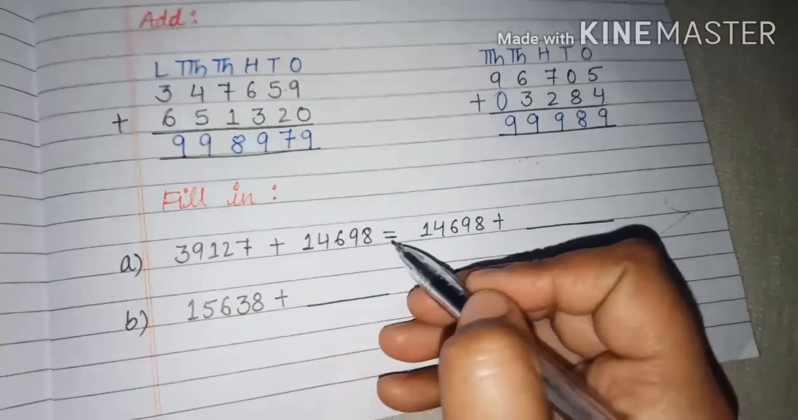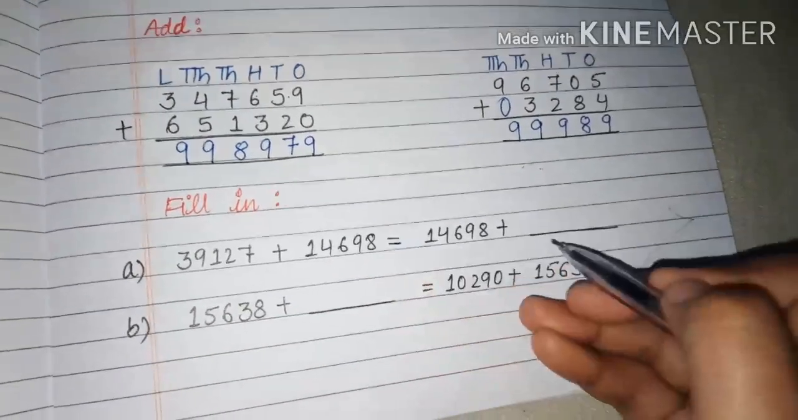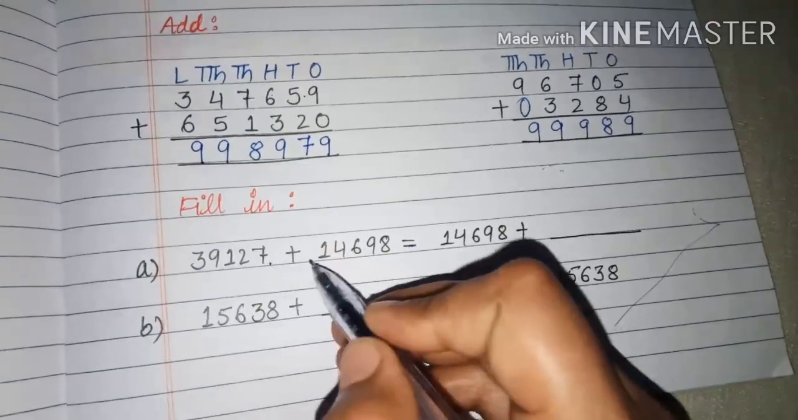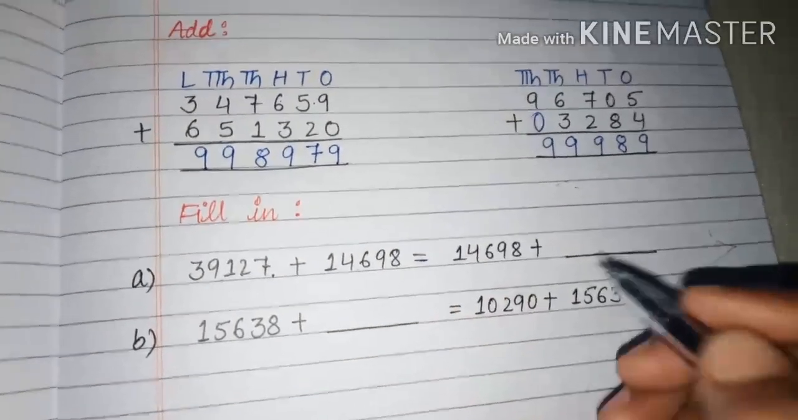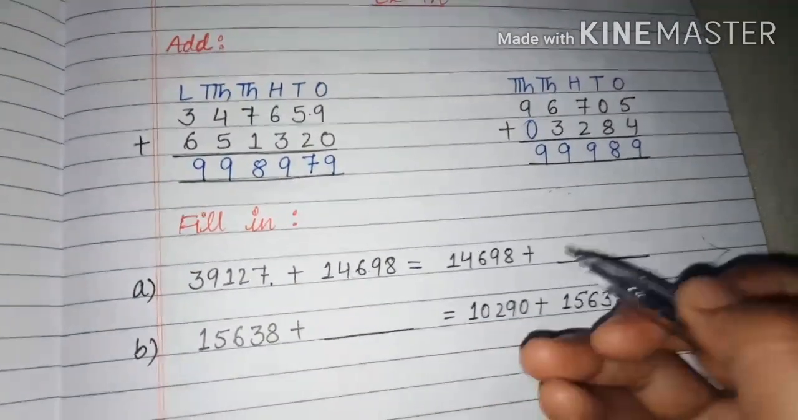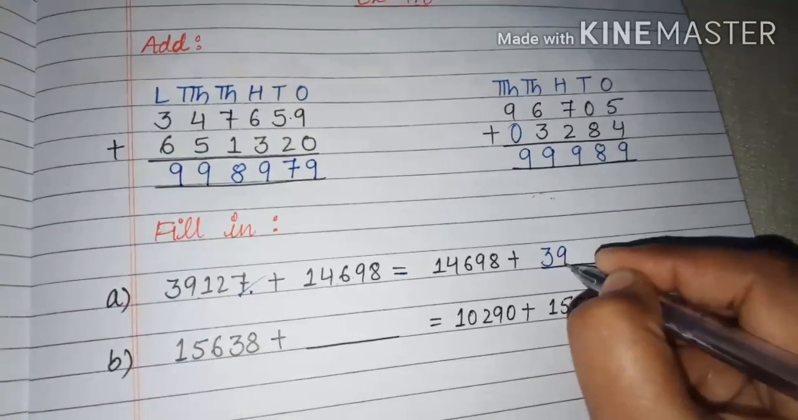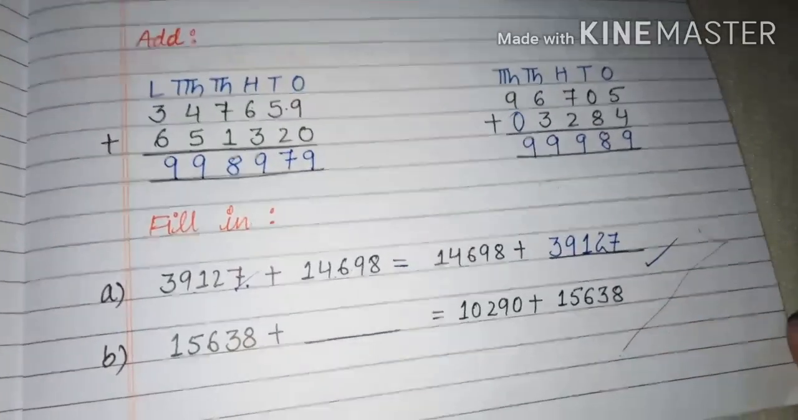आपको all the numbers को equal रखना है, left hand side equals to k और right hand side equals to k. You are having 39,127 plus 14,698. Now on the other end you have only this number. So which number is missing? Obviously this number is missing. So just without thinking write down this number and you will get your answer correct.